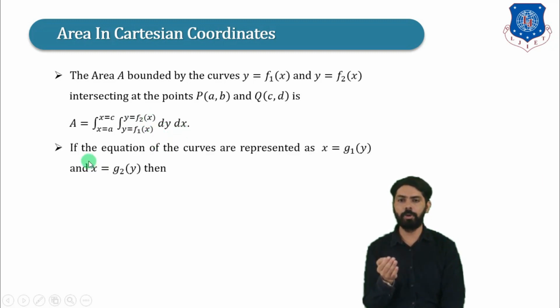And if the equations of the curves are represented as x equal to g1(y) and x equal to g2(y), then the area A is equal to the integration from y equal to b to d, then the integration from x equal to g1(y) to g2(y), dx dy. So this is how we can find the area using double integration.